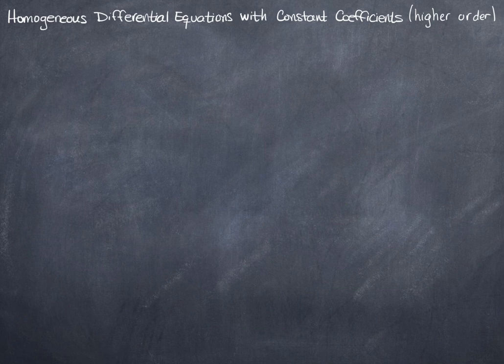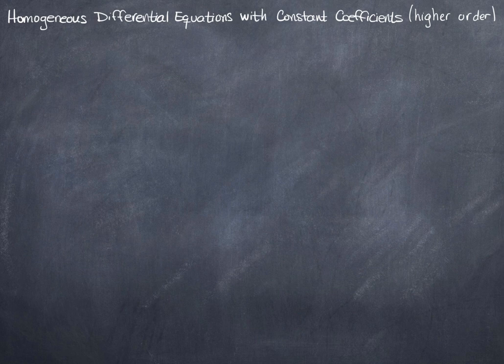Back in Chapter 3, Section 1, we learned how to solve homogeneous differential equations with constant coefficients. That's the same title of this section, but in this section we're going to be dealing with higher order differential equations. Also in Chapter 3, we learned something called the method of undetermined coefficients. That was Section 3.5. And then in Section 3.6, we learned about variation of parameters.